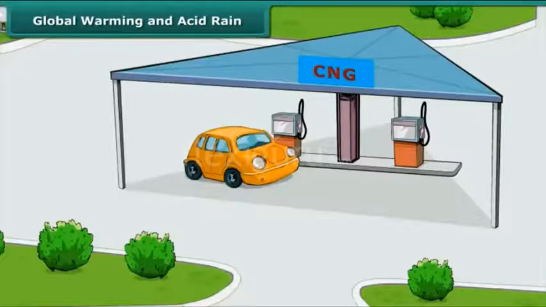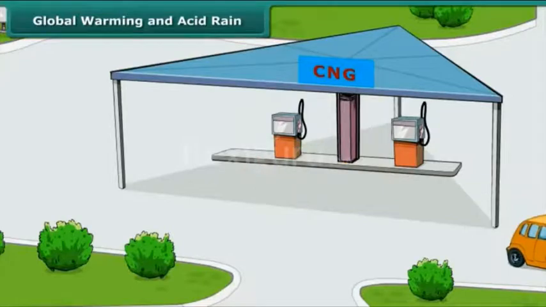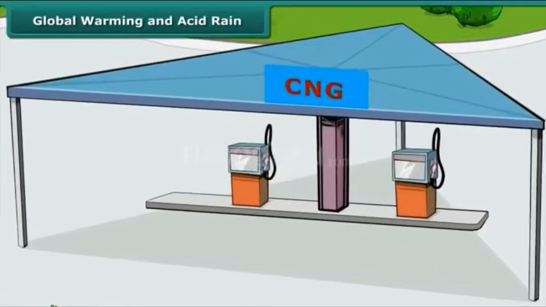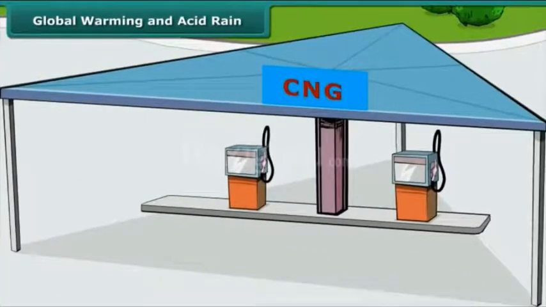There are ways we can reduce negative impact on the environment by choosing the right fuel. A great example of this is cars, buses and auto rickshaws that run on compressed natural gas or CNG instead of petrol. CNG is a much cleaner and cheaper fuel.